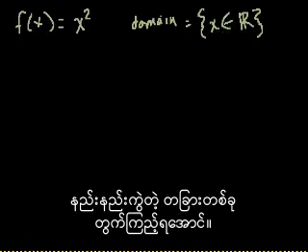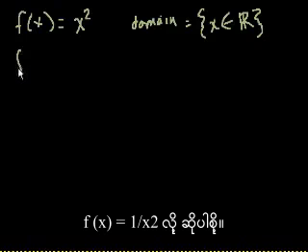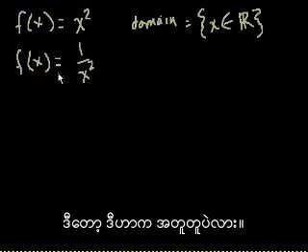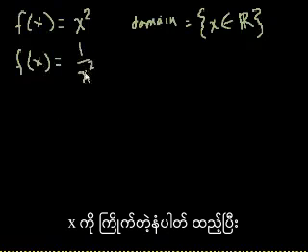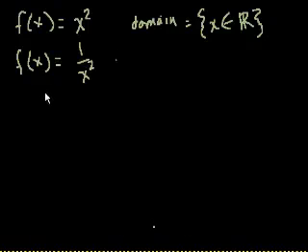So let's do another one, a slight variation. Let's say I had f of x is equal to 1 over x squared. So is it the same thing now? Can I still put any x value in here and get a reasonable answer? Well, what's f of 0?